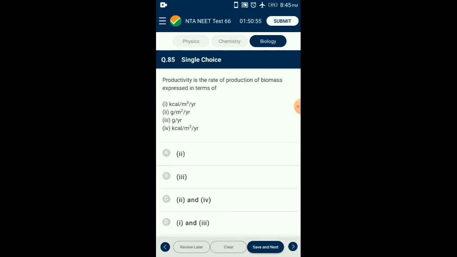Question number 85. Productivity is the rate of production of the biomass expressed in terms of the rate of synthesis of energy containing organic matter or biomass by any trophic level per unit area in unit time is described as its productivity. It is measured as weight, for example, gram by meter square per year, or energy, kilocalories by meter square per year. So the answer for this question is option C.